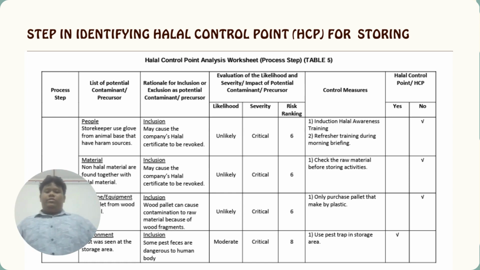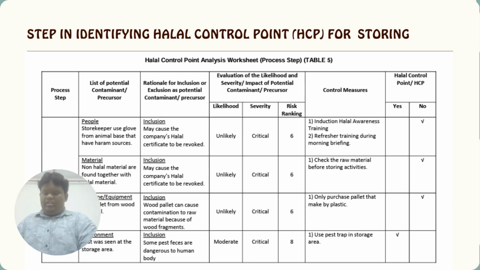Because the wood, we put the raw material on the wood, so the wood will contaminate the raw material. Lastly, the environment. Some pest species are dangerous to the human body. For example, the feces from a rat are very dangerous to humans.